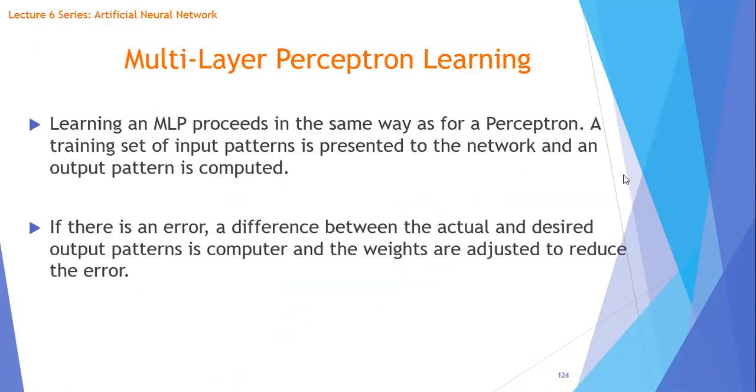Okay, so let's look now at how we actually go about training an MLP in more detail. Just to formalize the process, learning in MLP proceeds the same way as with the perceptron. You have a training set of patterns which you're going to feed constantly over many epochs and many iterations through your neural network, and at each point you want to adjust your weights and your thresholds.